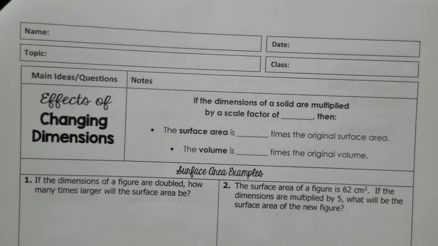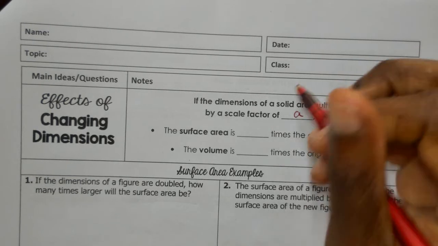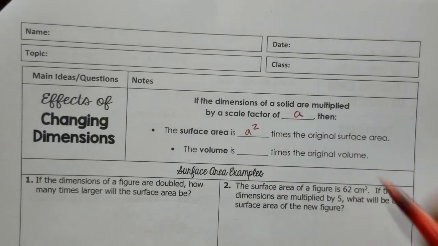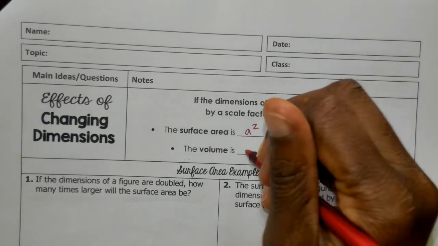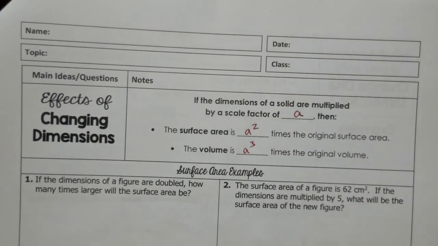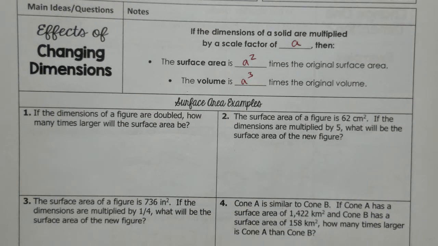Okay, so effects of changing dimensions. If the dimensions of a solid are multiplied by a scale factor, let's say a, then the surface area is a squared times the original surface area, and the volume is a cubed. So it's really kind of the same thing that we've been doing, except it doesn't have the b part.